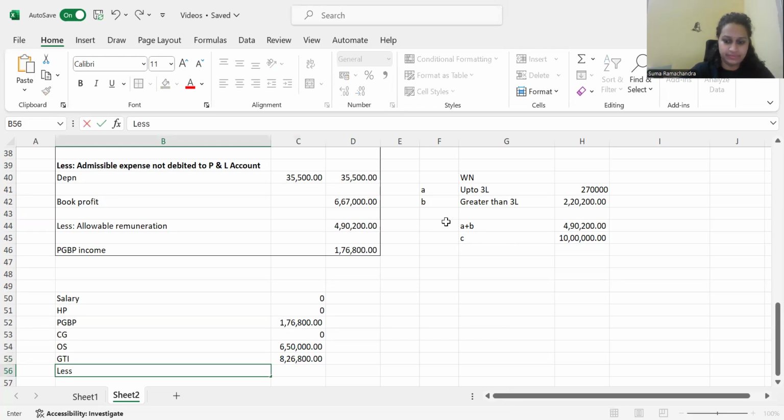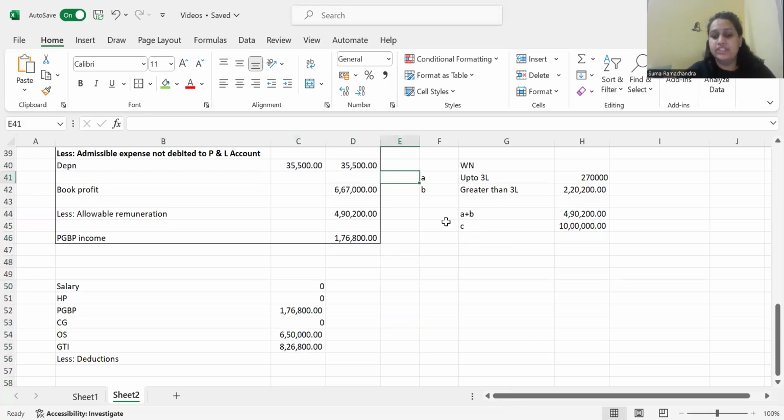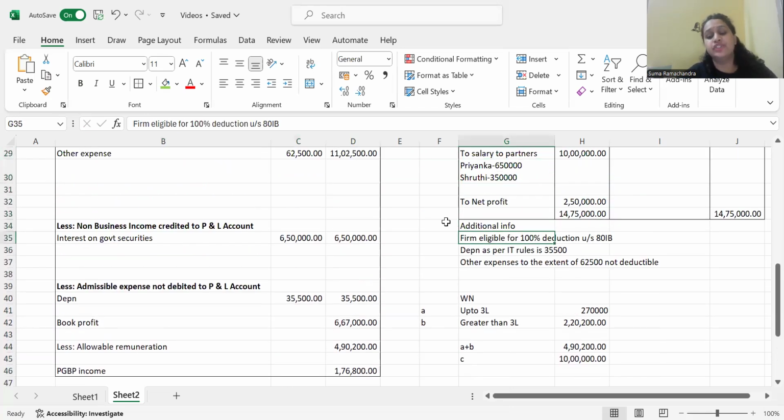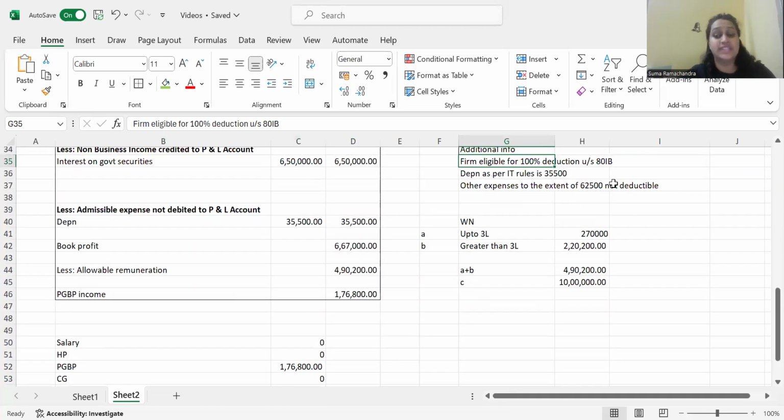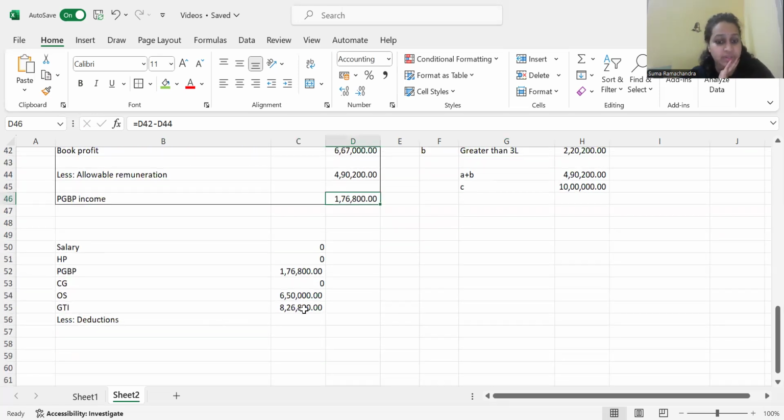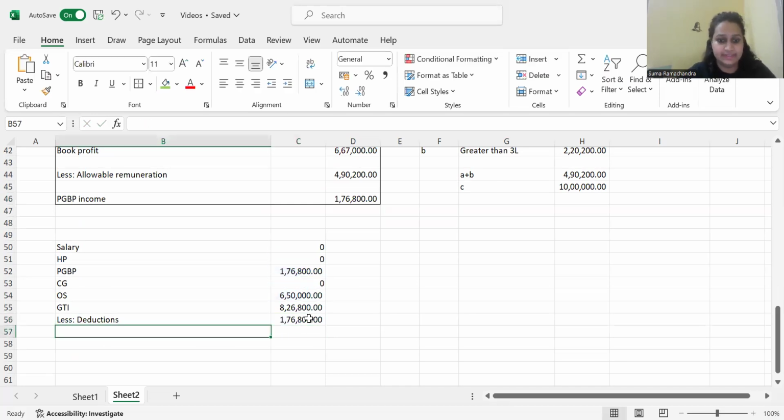Okay, from this GTI, less deductions. Now, once I have to reduce the deductions, where will I see? In the additional information, they have already told that 100% amount under section 80IB is given as deduction. What is this 100% deduction they give? Section 80IB says for certain kinds of business that they do, the PGBP income, whatever you get, that amount will be given as complete deduction. So what will happen here? My deduction will be this 1,76,000.